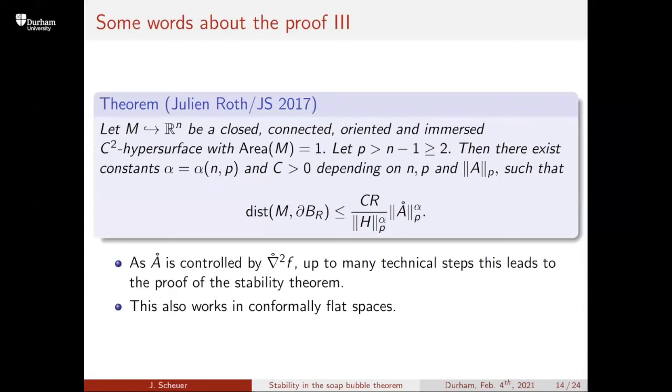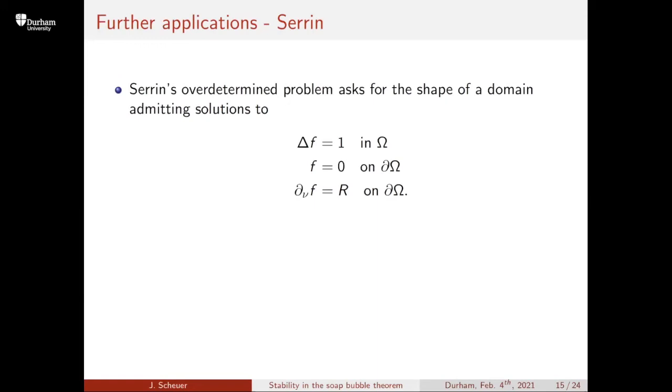Okay, so the first result is related to Serrin's overdetermined boundary value problem. This is a PDE problem from the 70s, and it asks, under our model equation, here's again, Laplace f equals 1 with Dirichlet data.